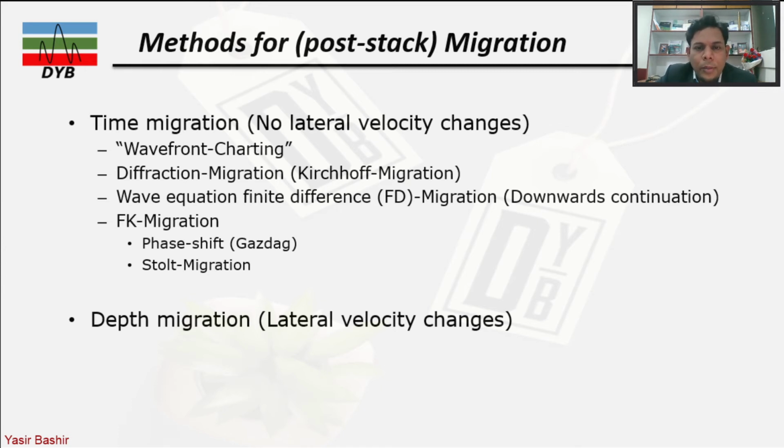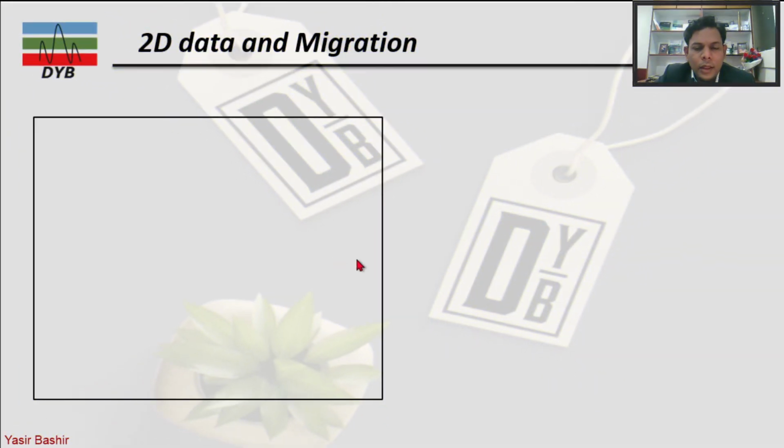When we are talking about depth migration, we only apply depth migration when there are lateral velocity changes. So now moving to the 2D versus 3D concept.